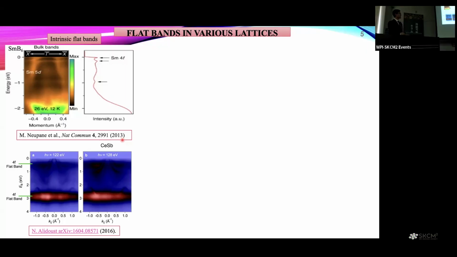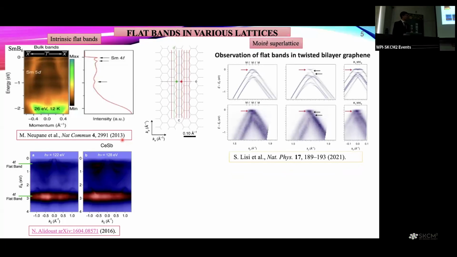Apart from that, cerium antimonide also shows Kondo physics, where you also have 4F flat bands lying near the Fermi level. So these are some examples where you have flat bands from the electronic structure of the samarium itself. So you have samarium 4F, so you will have flat bands in its electronic band structure. Apart from that, there have been a plethora of studies on materials which are not correlated, in the sense you do not have this kind of 4F flat bands.